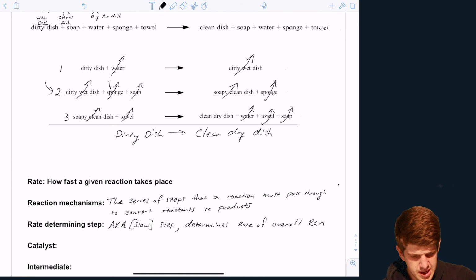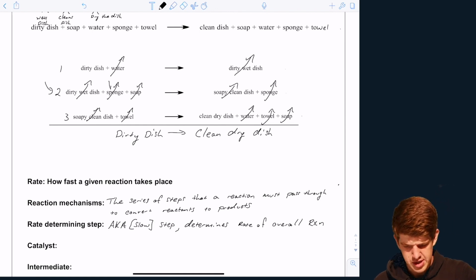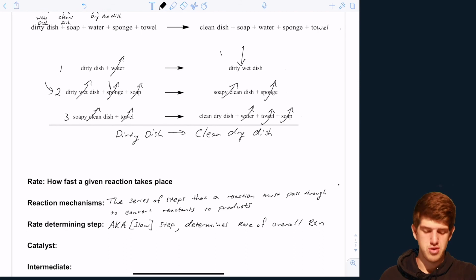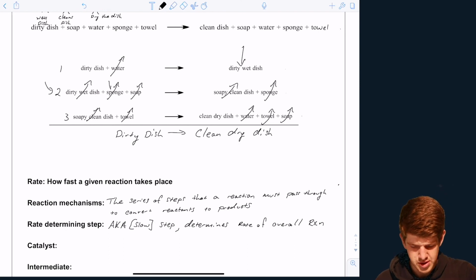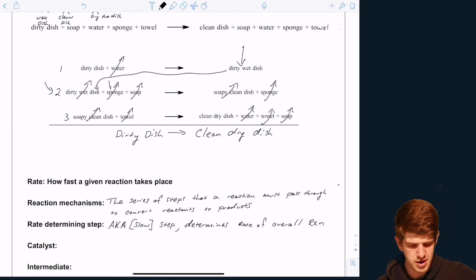while an intermediate is something that appears as a result of a chemical reaction and then is used up in the same chemical reaction. So a dirty, wet dish we did not start with. We created a dirty, wet dish from adding water to our dirty dish. And then that dirty, wet dish was then used up to create the soapy, clean dish. So it was an intermediate. It wasn't an original reactant, and it's not a final product.